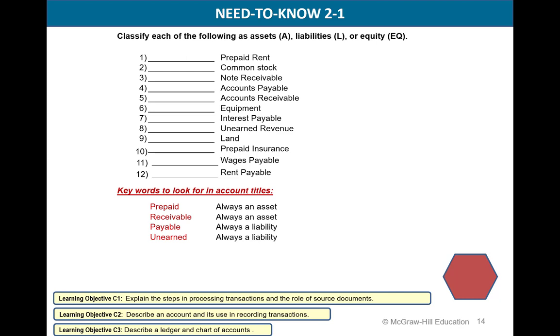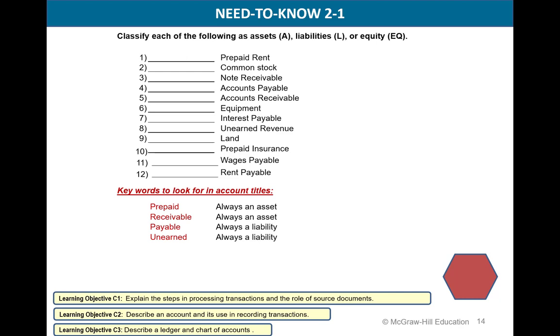A payable is always a liability. That means I owe someone for something I have received. An unearned is a liability. This is when I've received money before I have provided the services requested. So, I'm going to go through these first and answer them, and then I'll show you the answers. That way, if you want to take a minute and quiz yourself on this, you don't have them all in front of you.